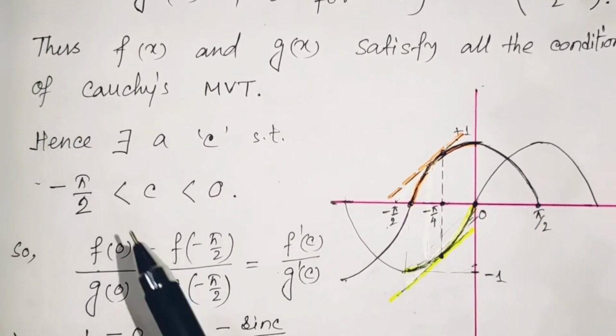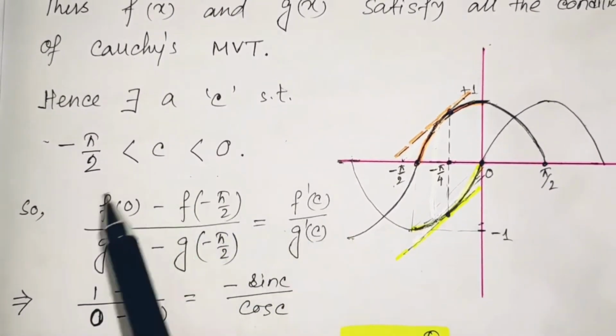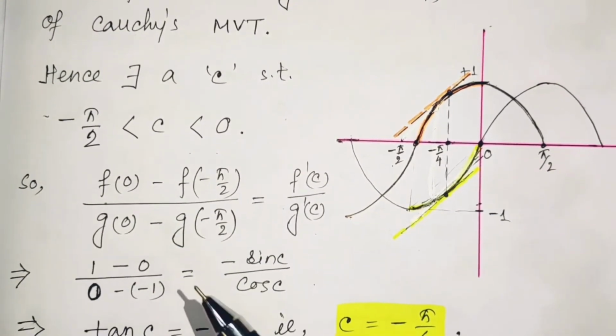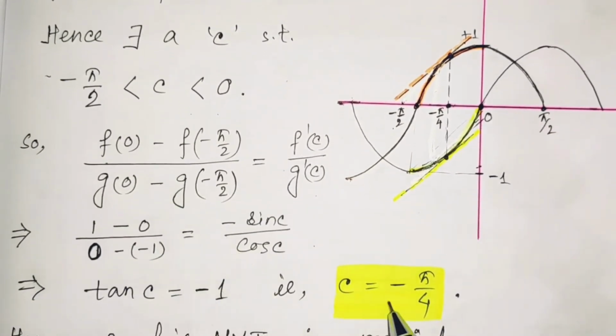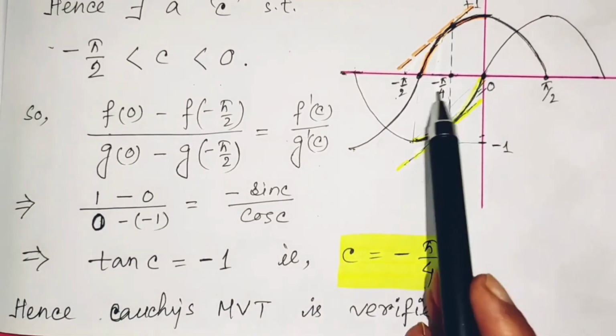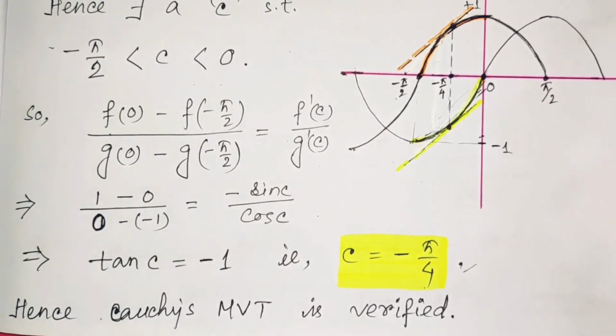So definitely we will find out our c lies in between these two, so that we will be fulfilling this formula. If we now substitute all those values, then we will find out that the c value is minus pi by 4. So this value lies definitely in between these two. Hence the Cauchy mean value theorem is verified, and the c value is this one.